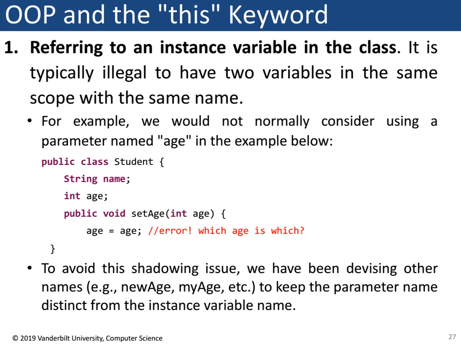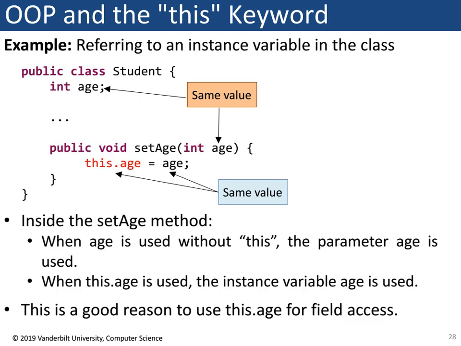But it might be better to actually use the name age. So how could we go about this where we have two variables in the same overlapping scope with the same name and be clear and be able to actually access our instance variable? To do this, we want to use the this keyword.